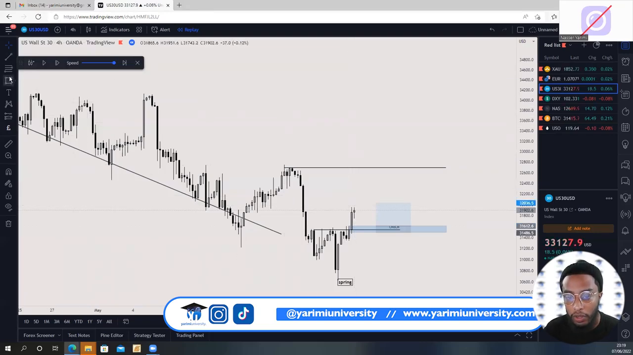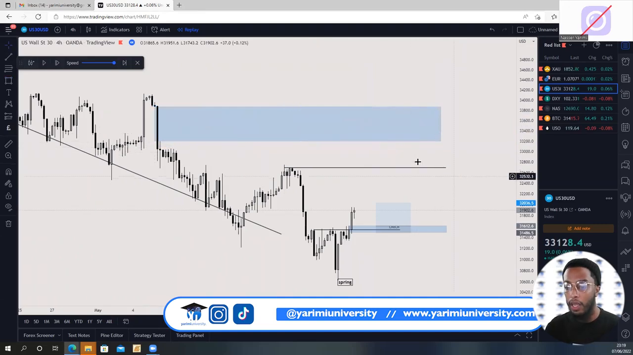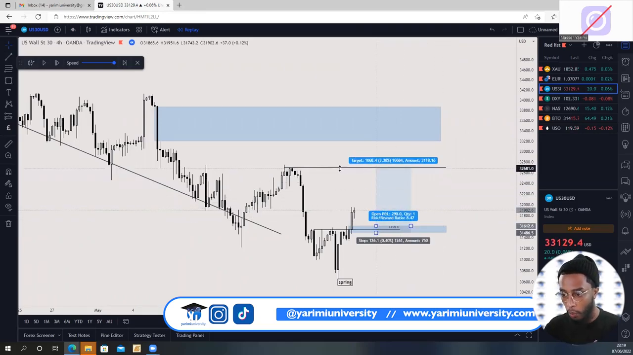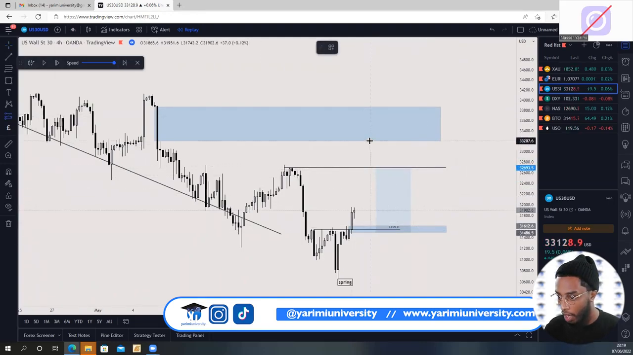Okay, but because of this imbalance from where, remember we said you draw it from the wick to wick, right? There's an imbalance right here. Price can come and touch this. It can fill 50% or it can fill the entire imbalance. Just to be safe, we are going to take profit at a touch of the imbalance. So we have 1 position running. The first take profit is here, and then our next take profit is going to be up here.